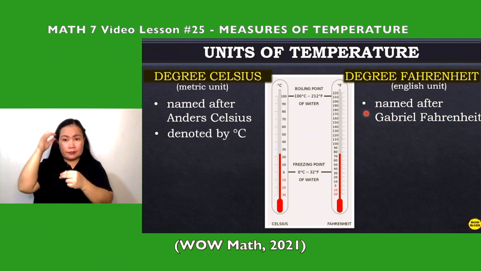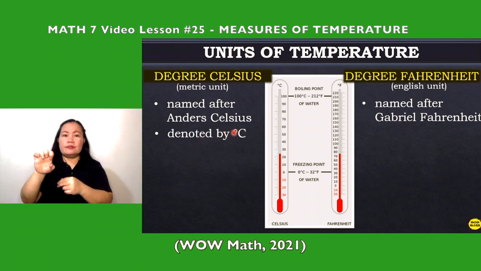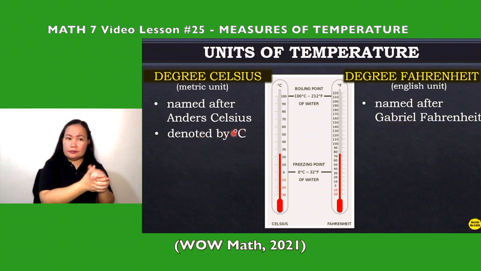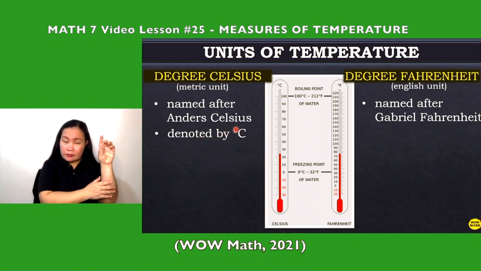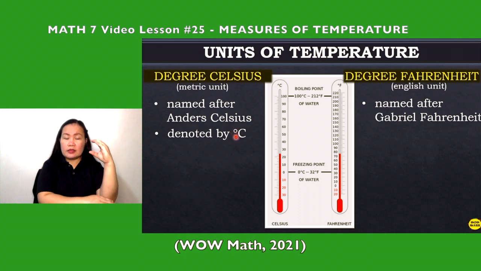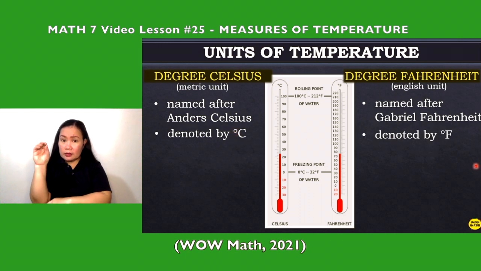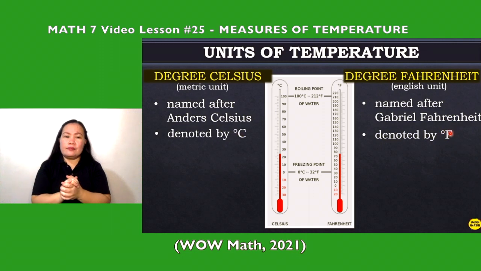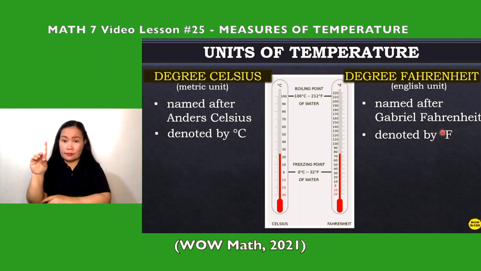Okay. Next. It is denoted by the degree symbol and then capital C. So, ito yung degree natin. Ito po yung symbol natin for degree. Itong maliit na bilog. And then for degree Fahrenheit, we are using the degree symbol and then capital letter F. Okay? So, this is the symbol for degree. Itong maliit na bilog po natin dito.